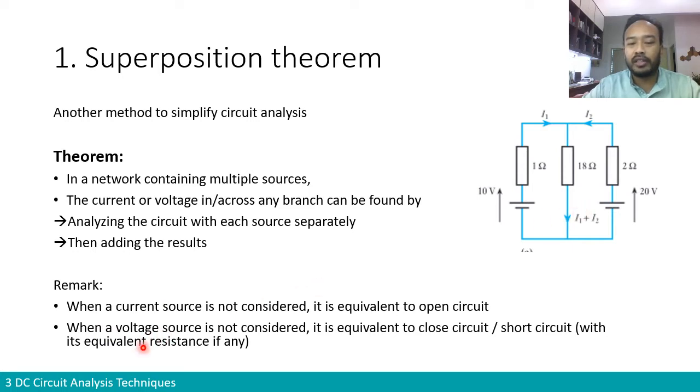If it is a voltage source and we are not considering it in the analysis, it is basically equivalent to a closed circuit or short circuit. So if we are not considering the voltage source, therefore no voltage source, it means that the circuit is closed. It is a short circuit. The wire is just connected through. If it was a current source, then it will be an open circuit. So let's try an example.